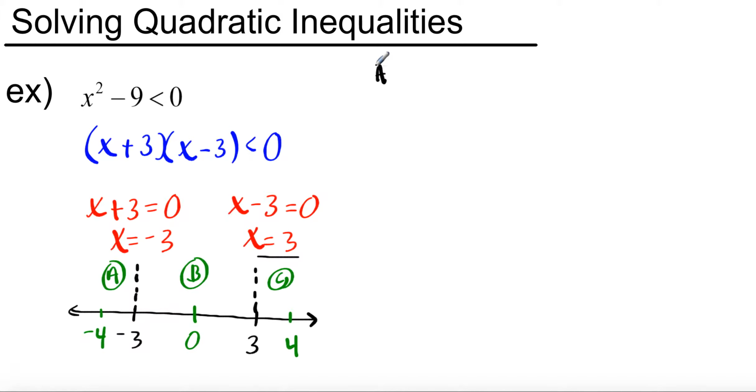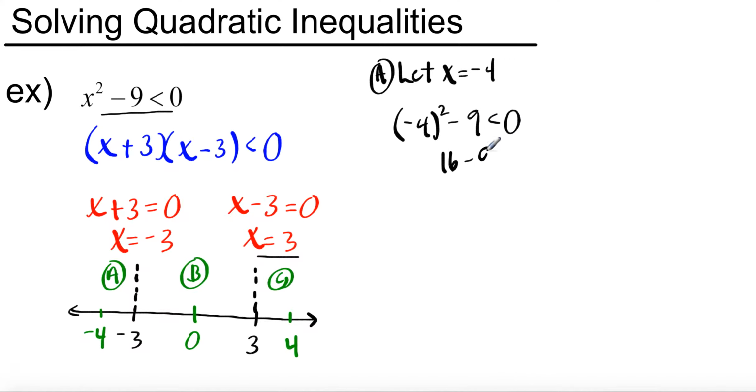So in section A, I'm going to let x equal negative 4, because in section A, negative 4 is over there. We're not going to use the negative 3 or the positive 3. So when we plug that into our original problem, this gives me negative 4 squared minus 9 is less than 0, which is 16 minus 9, which is less than 0, which is 7, which is not less than 0. This gave us a false statement. So because that's false, that means none of our solutions lie in section A.